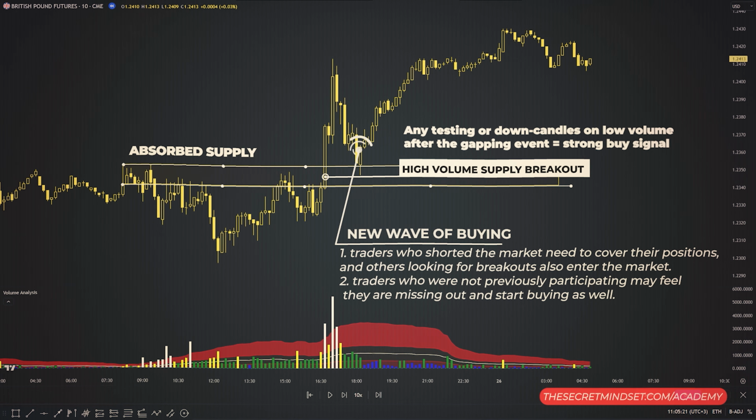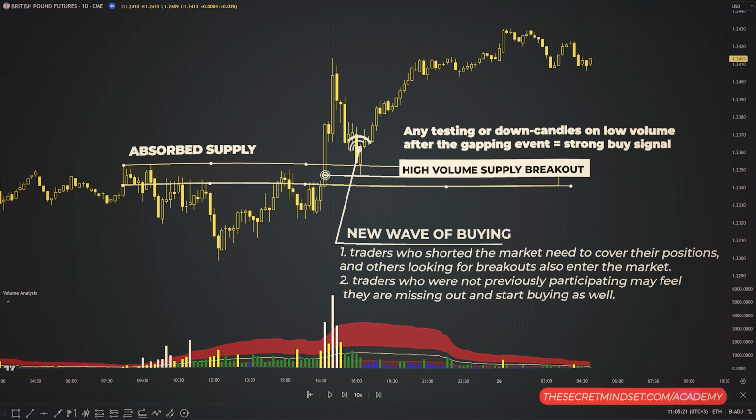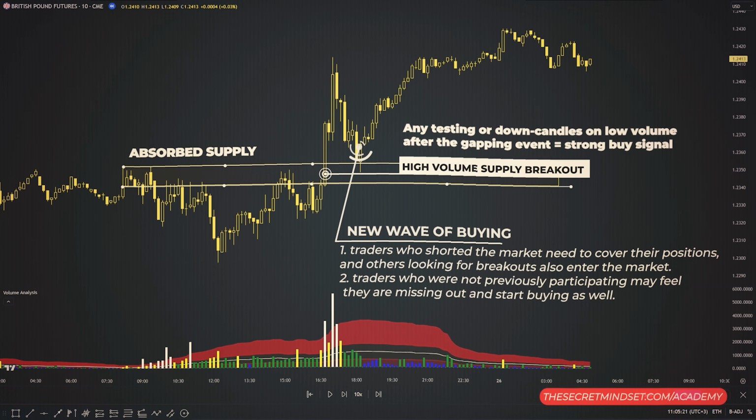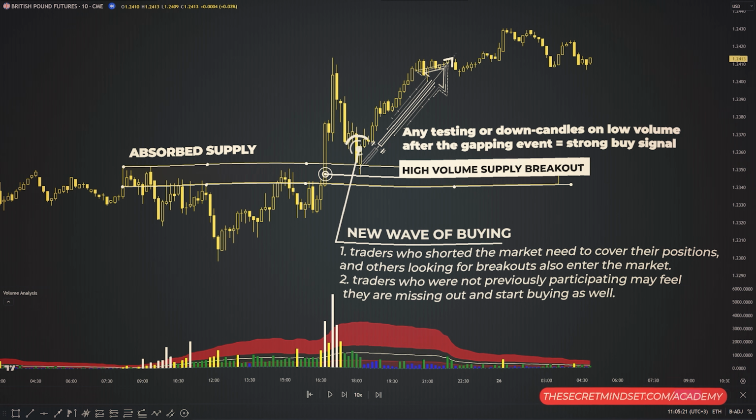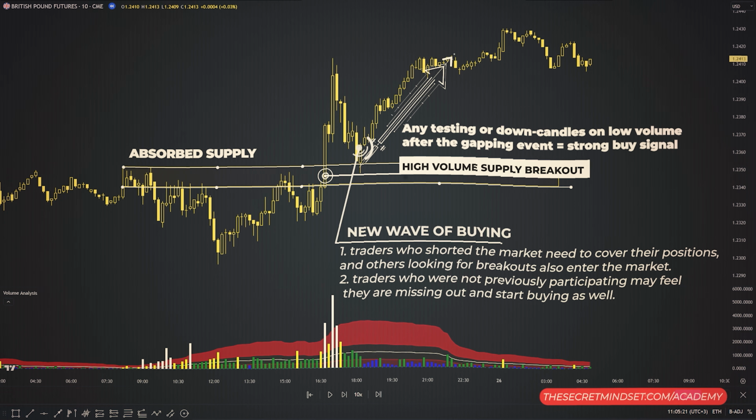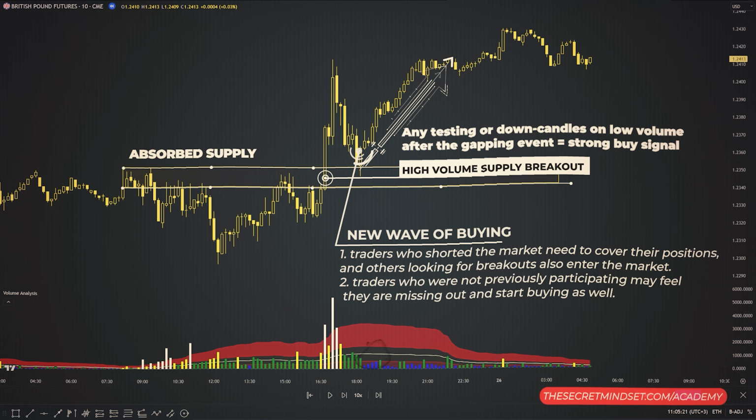If you see any testing or down bars on low volume after the gapping event, it is considered a strong buy signal. This suggests that the market is likely to continue its upward trend after the initial breakout.